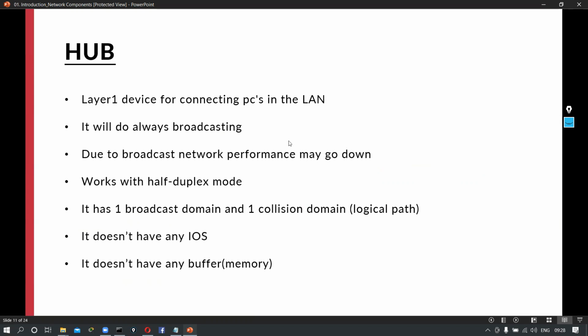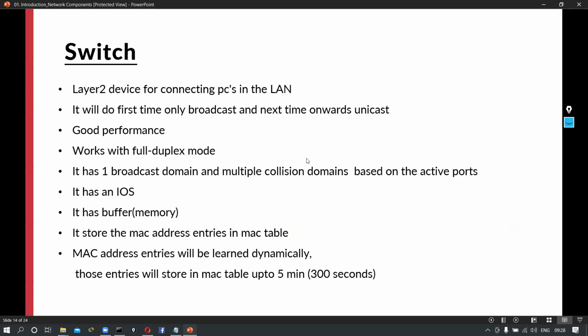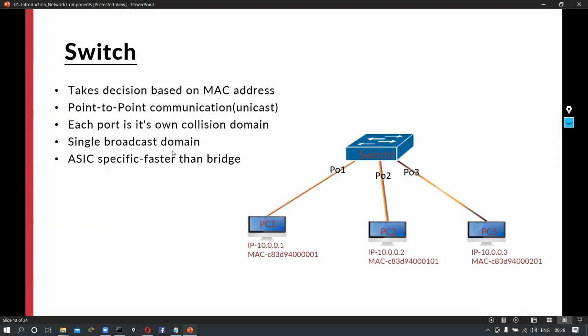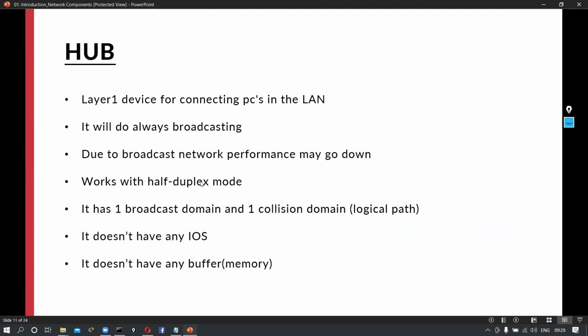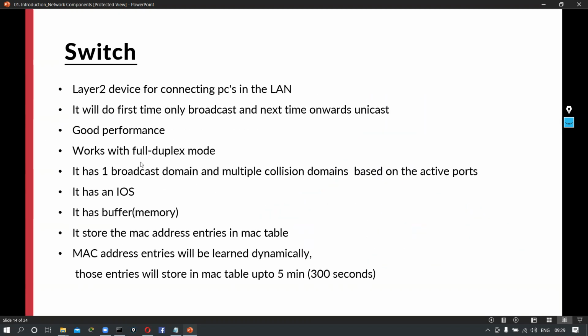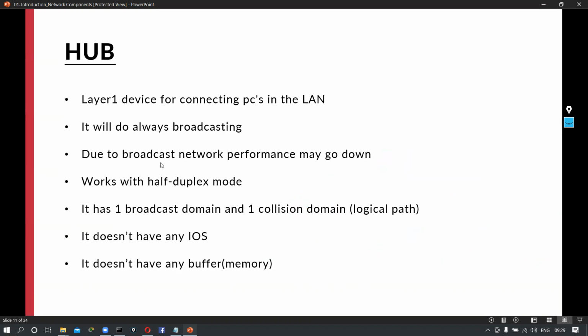Okay, the performance may go down. What about the switch? Good performance, because next time onwards it will do unicast. No need to send to all the ports. Good performance. It works with full duplex. What about the hub? Half duplex. Correct now. See, hub works with half duplex. What about switch? Full duplex. What is the difference between half duplex and full duplex? Half duplex means at a time one device can either send or receive only, via a particular hub port. What about in the switch?